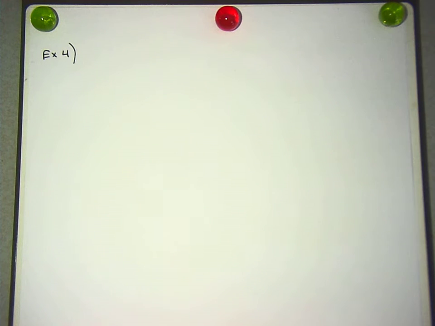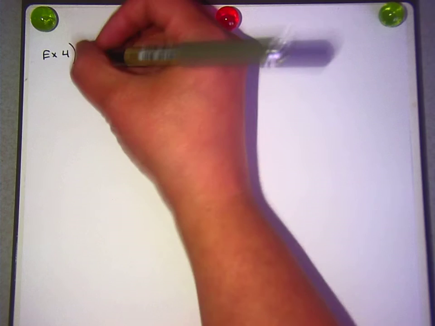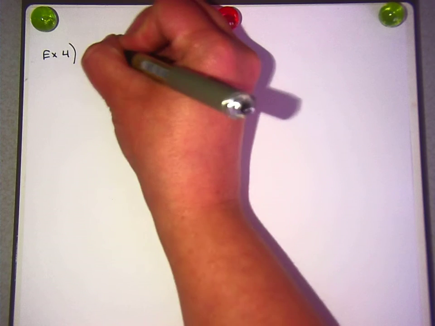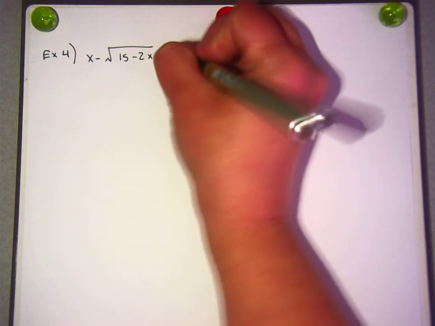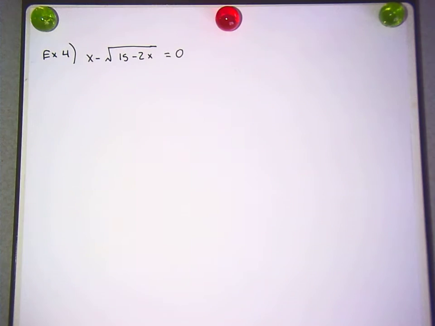All right, so the first one we're going to try to do today is, which ones did I decide were worth it and which ones weren't? This one. Okay. So everybody write down x minus the square root of 15 minus 2x equals 0. The square root is over all of 15 minus 2x.